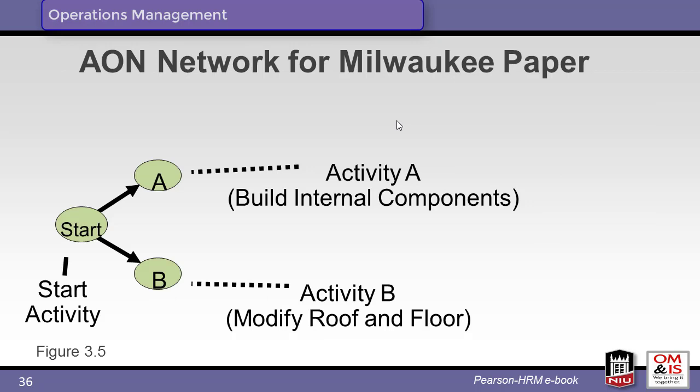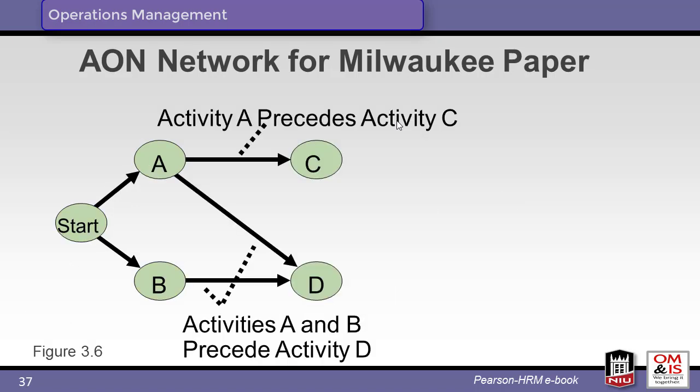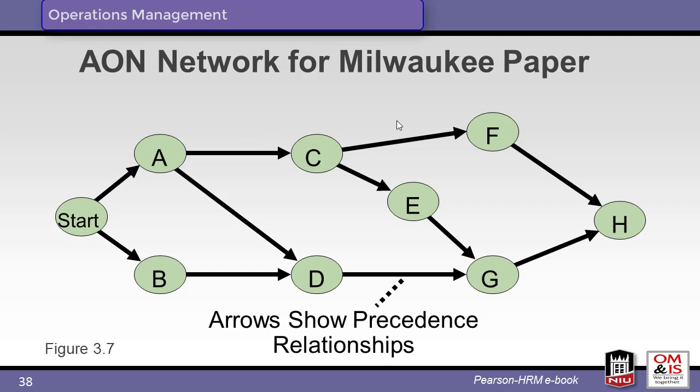Here we start charting the activities. We add a start activity to begin the project. Activities without predecessors are tied to the start activity. From these initial activities, we build out the chart as we add new activities based upon their predecessors. This figure shows the completed AON network for these activities linked by their relationships.